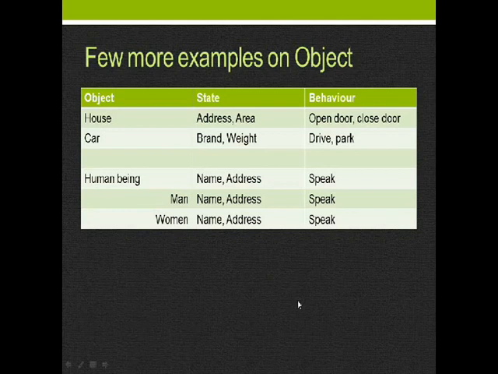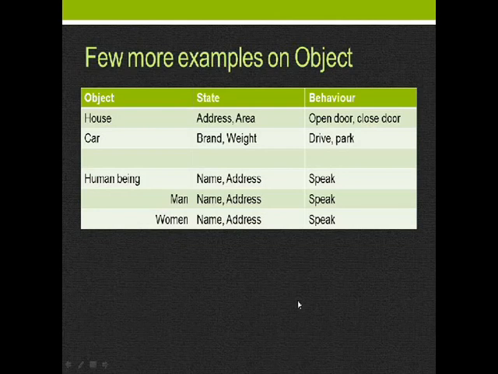Now a few more examples on object. Let us see one by one. House. House has state like address, area, behavior is open door, close door, etc. Car has state like brand, weight, and behavior drive, park, etc.